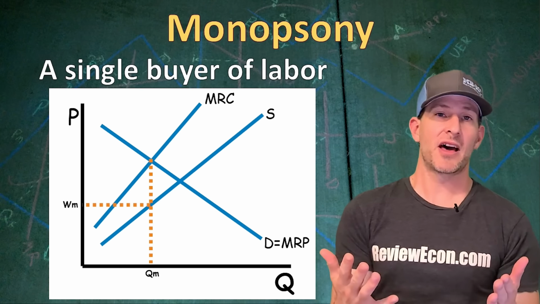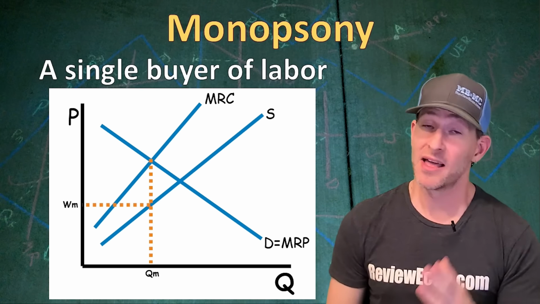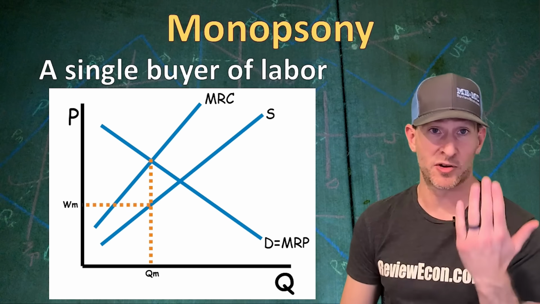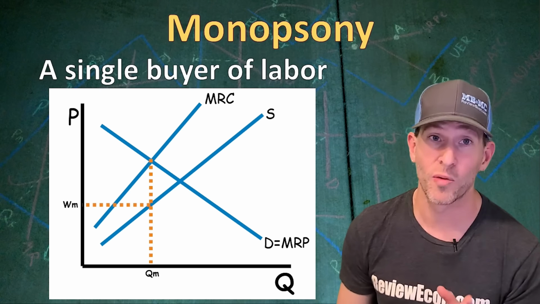Now, monopsony is another factor market you need to know. That's where there is one buyer of labor within the market. They are going to have an upward sloping supply curve, and the marginal resource cost is going to be greater than the supply because as they hire more workers, they have to raise the wage on all workers hired.